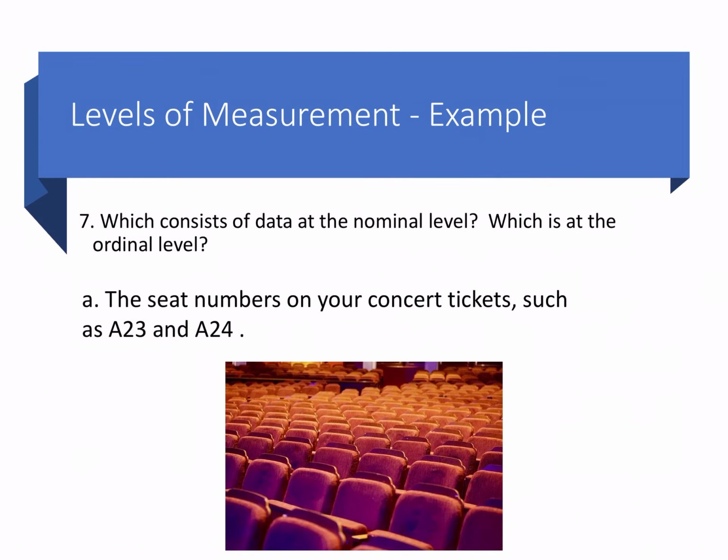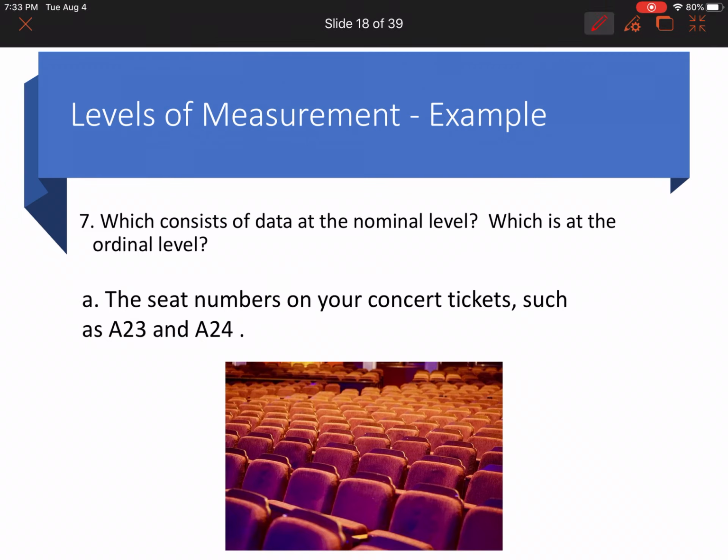So which of these next couple of questions will be nominal and which will be ordinal? So seat numbers on your concert tickets, like A23, A24. Okay, is there an order to that? Well, yeah, there is. If I'm A22 and you're A23, we're going to be sitting beside each other. But if I'm A27 and you're A23, we're not going to be sitting beside each other. So since there's an order here that makes sense, we would put this at the ordinal level.